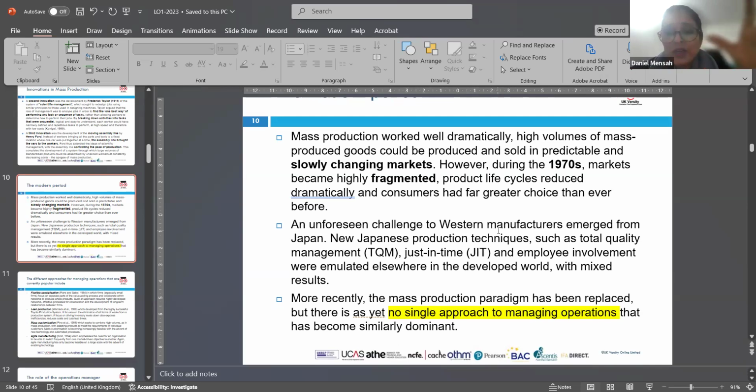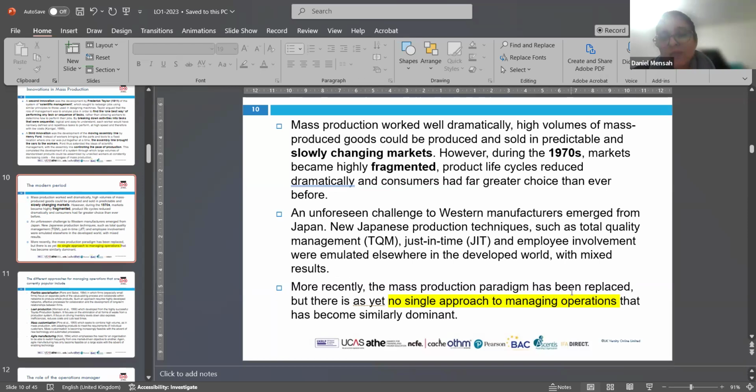So these were the things introduced by them, and employee involvement was also there. It was empowering the employees, and it gave a big challenge to the rest of the world, and it was very helpful for the Japanese. For some people it was working, for some people it wasn't. So the mass production paradigm started to change by that time. And since then, there has not been any single successful approach. There were different approaches, and people are just trying and testing which works best for them.